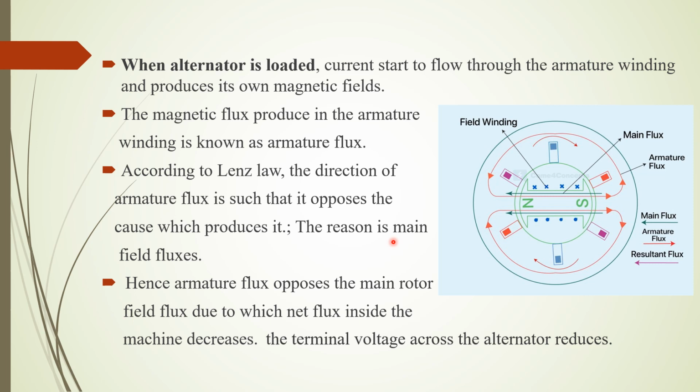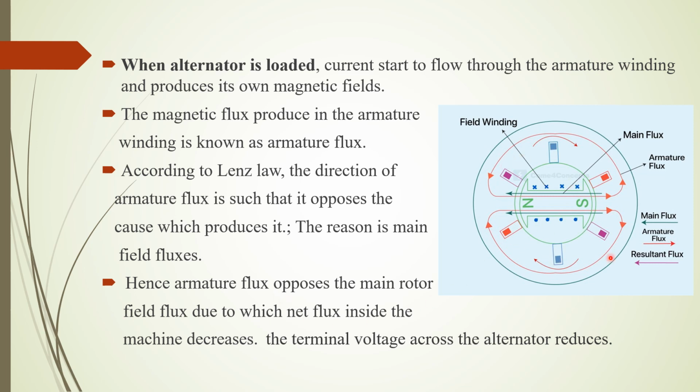And as a result of this armature reaction, what will happen? The net flux inside the machine will decrease, or the resultant flux will decrease, due to this opposing action of armature flux. So the terminal voltage across the alternator will reduce. That means we will not get the exact voltage which is induced in the armature. Some reduction in voltage will be there due to this armature reaction, that means the reaction of armature flux to the main field flux.